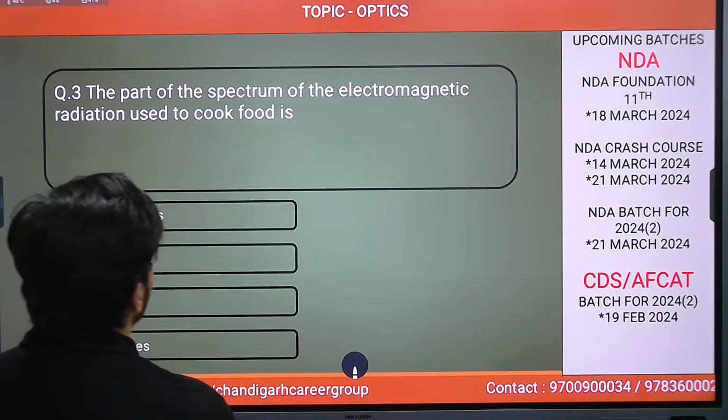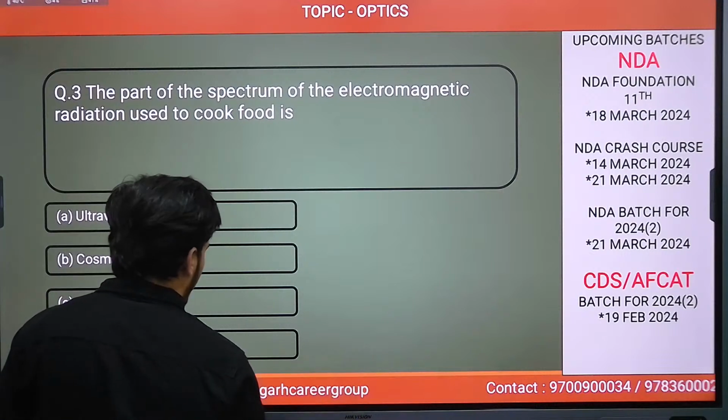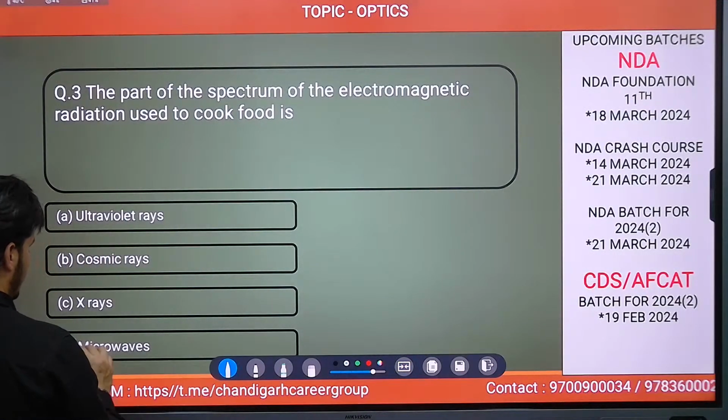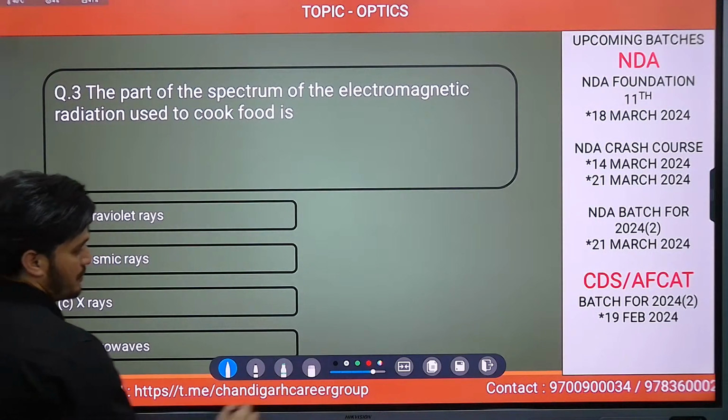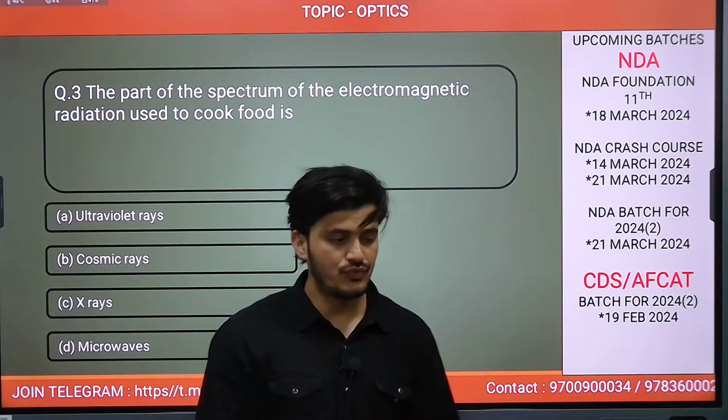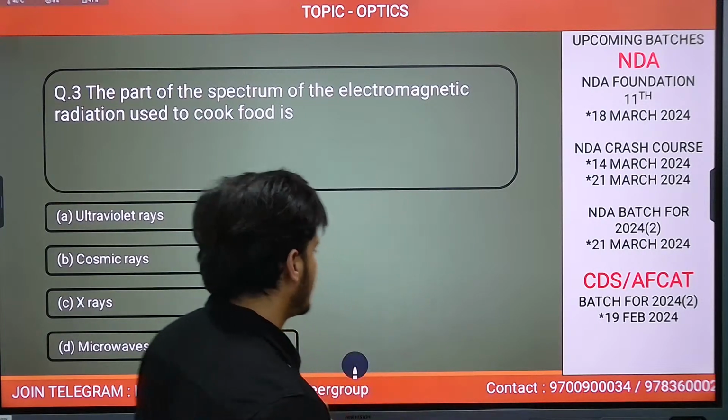The part of the spectrum of the electromagnetic radiation which is used to cook. It's a factual question and the correct answer is microwave. We use microwave to cook food. ठीक है जी, चलिए.